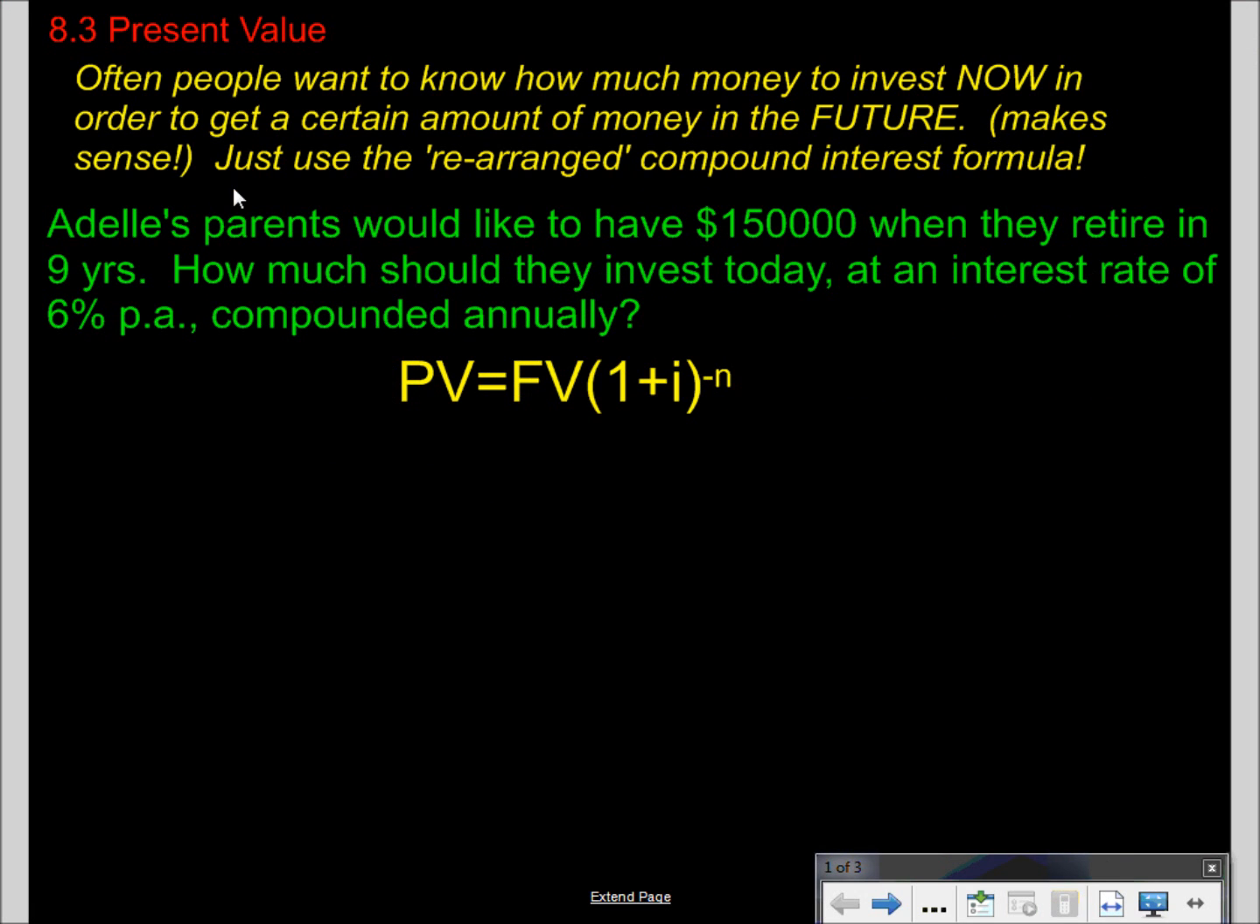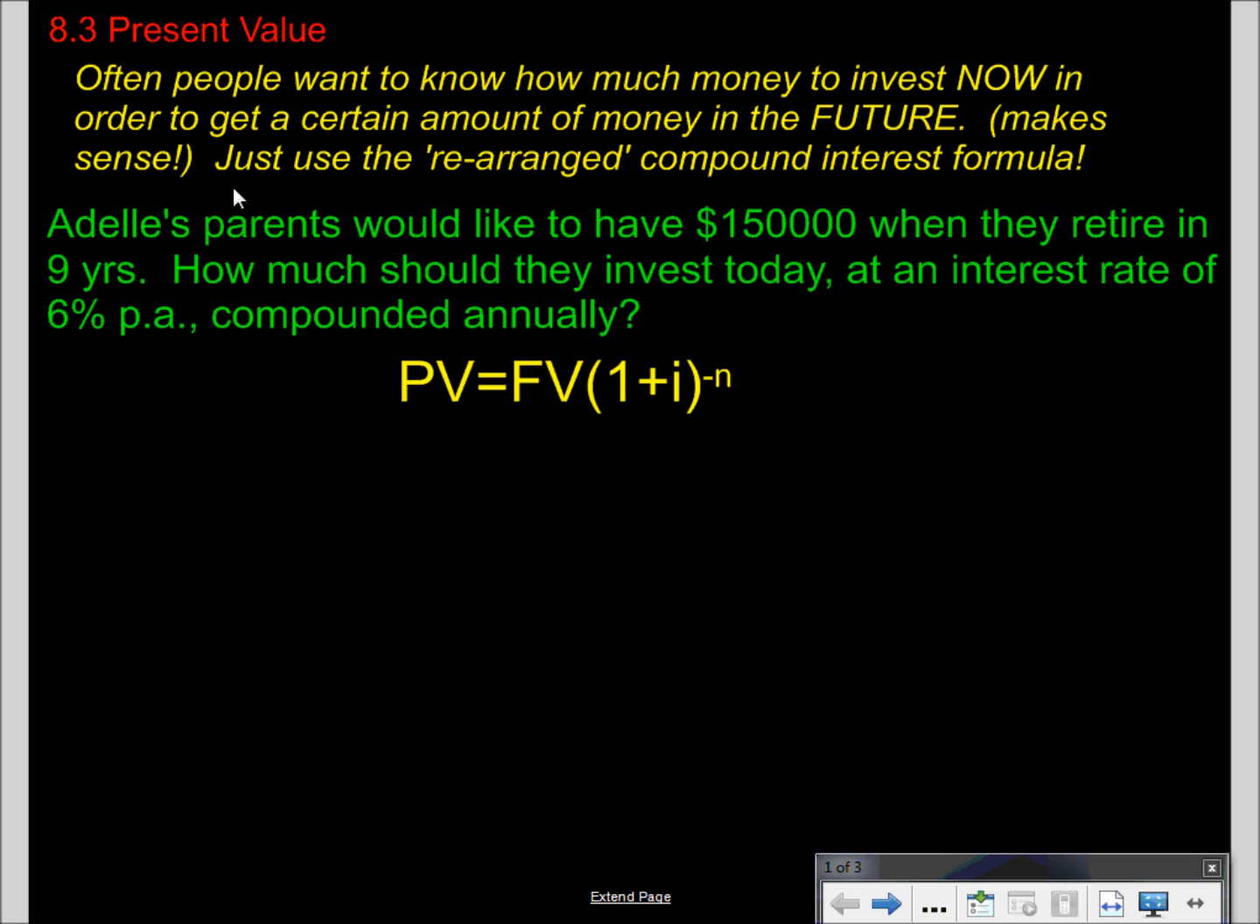Okay, so present value. This is what I do not have up on the board, and I will, okay? Often people want to know how much money to invest now in order to get a certain amount of money in the future. Makes sense? Just use the rearranged compound interest formula. Okay, so we were talking about this now, right? How much should I start investing now so that in the future I can have a certain amount.